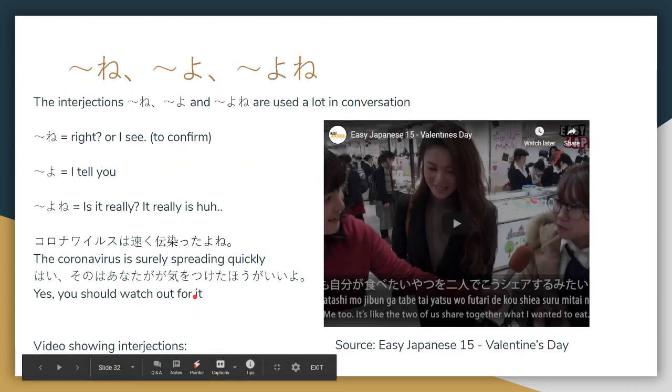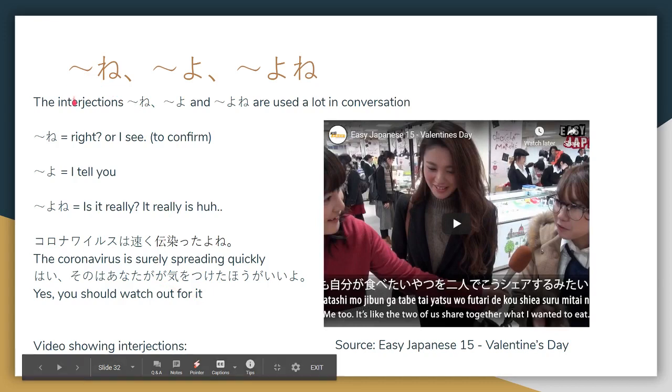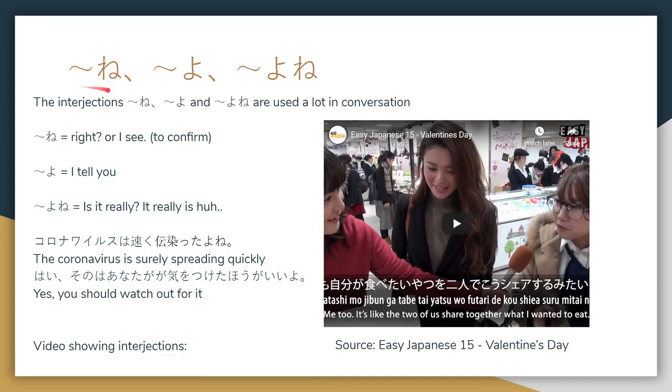Oh no, okay, this is not the next one. Next, got another grammar. So we have ne. We don't have any vocabulary this time. It's just grammar. We have the particle ne, yo, and yone. So the interjections ne, yo, and yone are used a lot in conversation. I don't think I hear yone.